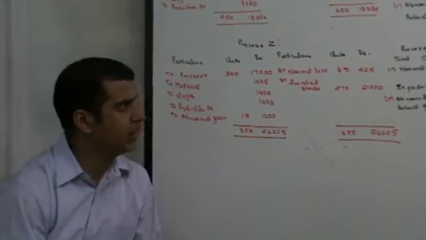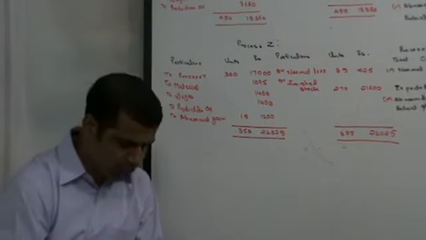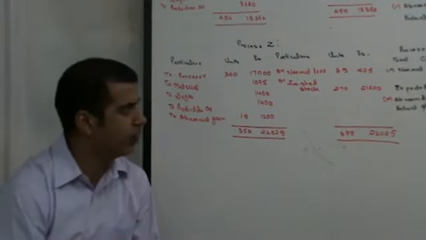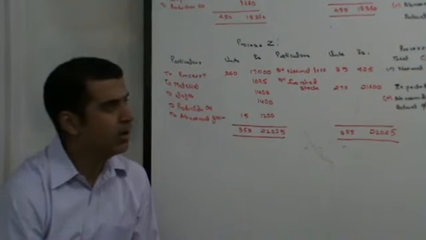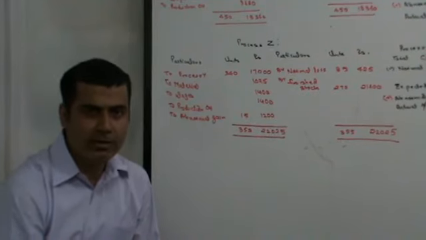Again in the sum, they have only asked you to make the process account. Neither have they asked you to make abnormal loss, abnormal gain, normal loss or costing P&L. So there is no need for you to make those accounts. These are the only 3 ledgers that you have to make. Right? This finishes the sum.